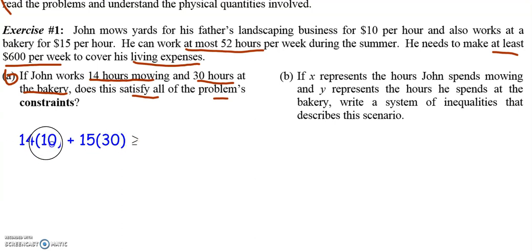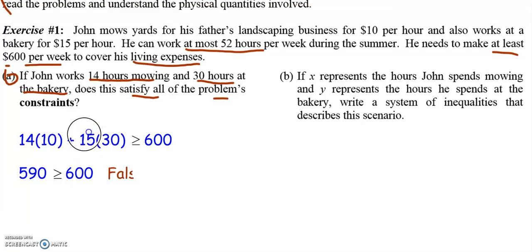Basically, we did 14 times 10, because he worked 14 hours for $10 an hour. He worked 30 hours and got paid $15 an hour. That combined total was supposed to be more than 600, because remember, when we say at least 600, that's the least amount. We could go over 600, but we can't go less. So then you would just solve this, so it should have been pretty easy. And when you added this up, you only got 590, which is not greater than 600. So these hours were not enough for him to meet his living expenses, so that's not good.